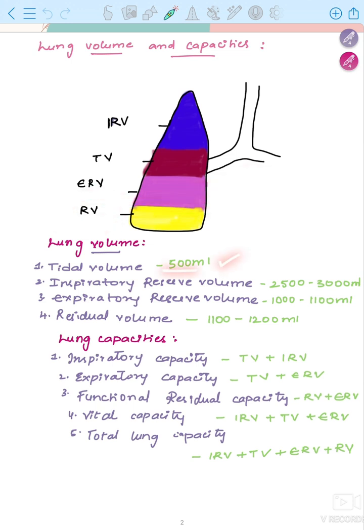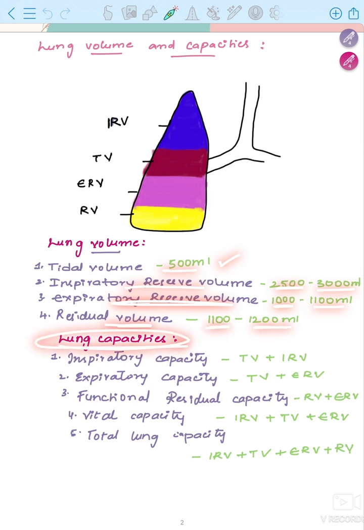Tidal volume is 500 ml. Inspiratory reserve volume is 2500 to 3000 ml. Expiratory reserve volume is 1000 to 1100 ml. And residual volume is 1100 to 1200 ml.